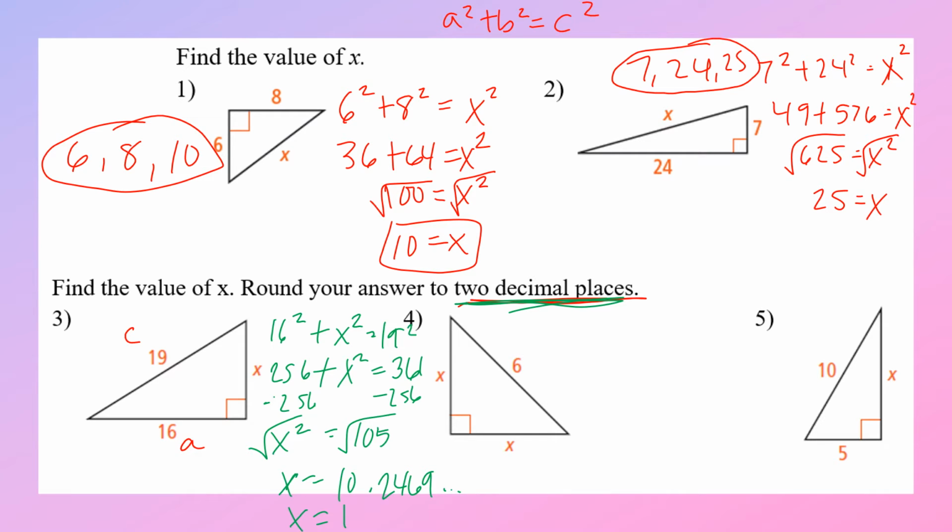Now, when you're looking, we don't just want to put 0.24 because that 4, there's a 6 after it. So that 6 rounds that 4 up to 5. So it would be 10.25 rounded to 2 decimal places.